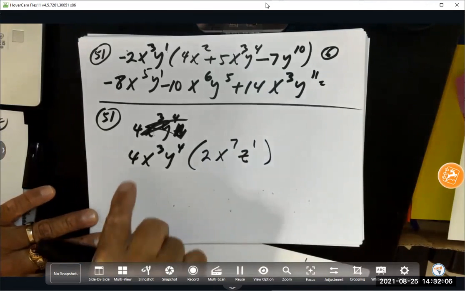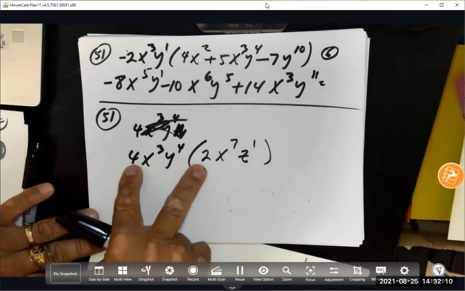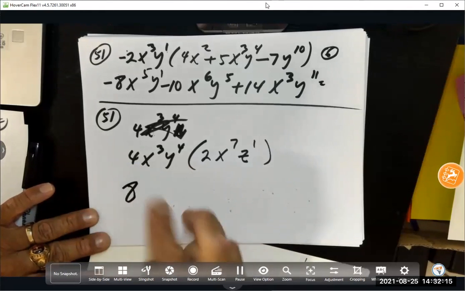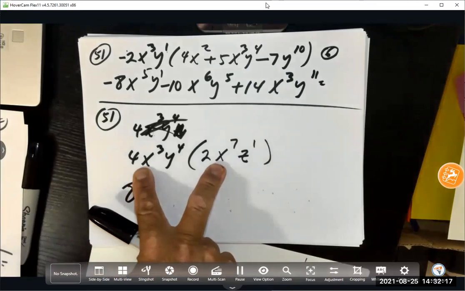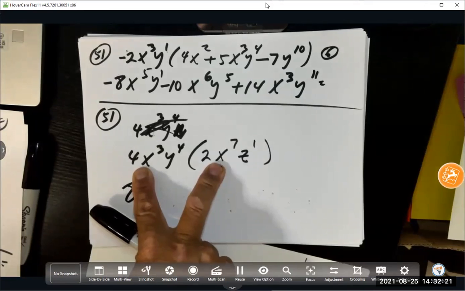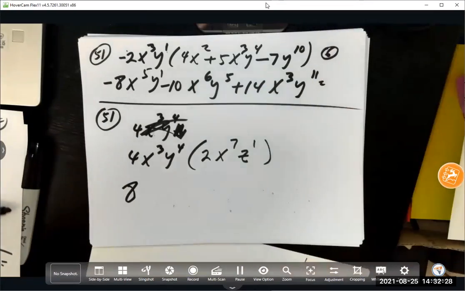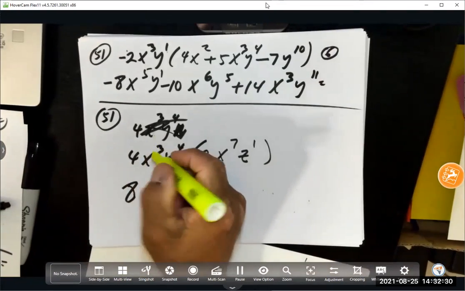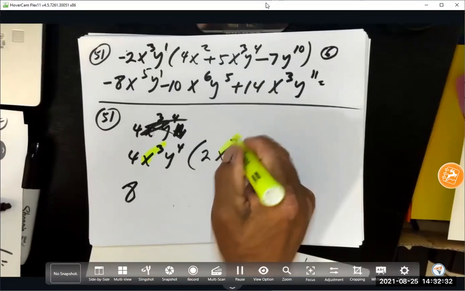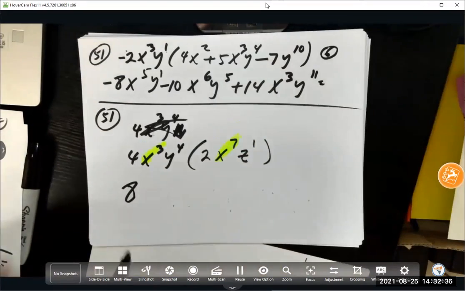Now I have the 4 and the 2. Can I multiply those two numbers? Yes. What's that going to be? 8. And I have x3 and I have x7. Can I put those together? What's x3 times x7? x to the how much? Somebody said 10. x to the power of 3 times x to the power of 7 is x to the 10th power. Is that all right with everybody?